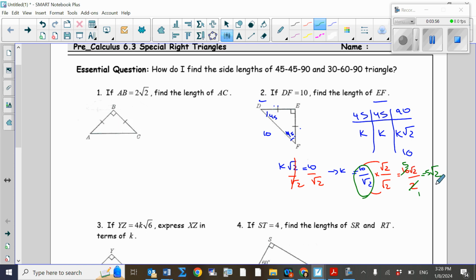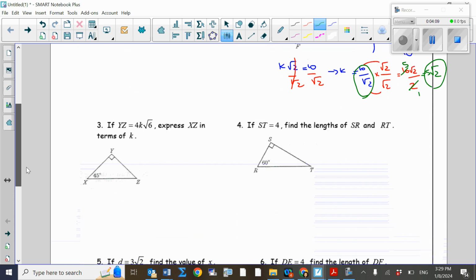Either of these two answers are right. It depends on what the question is asking you. If the question is asking you to rationalize the answer, then you have to go to this step. If not, you can just keep this. Okay, let's go to the next problem over here.